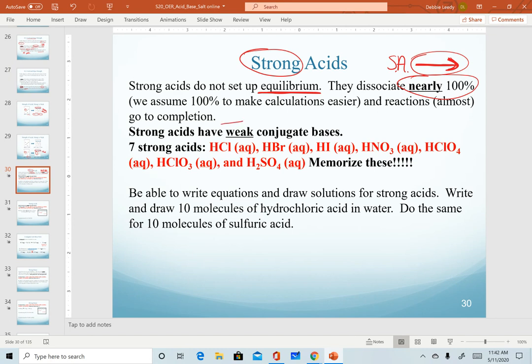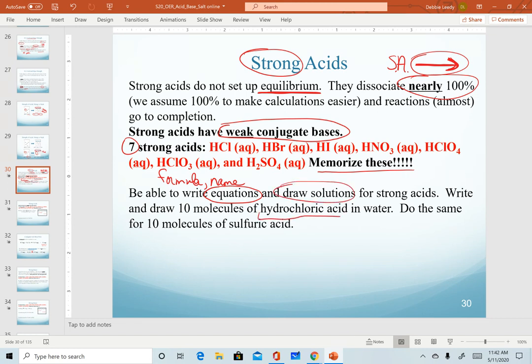We'll discuss this in more detail coming up, but strong acids will have very weak conjugate bases. There are 7 strong acids, and you must know these. You have to memorize these, both by formula and by name. You should be able to write an equation for putting an acid in water and draw a solution for it.